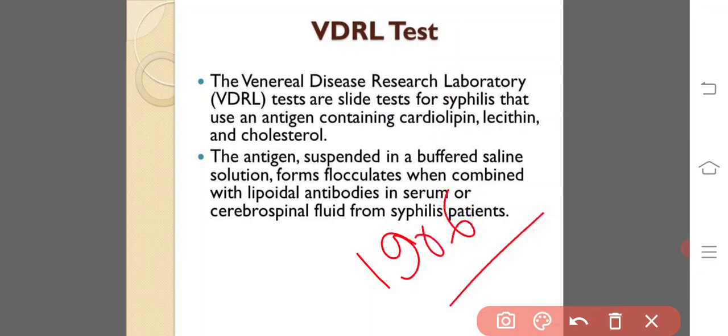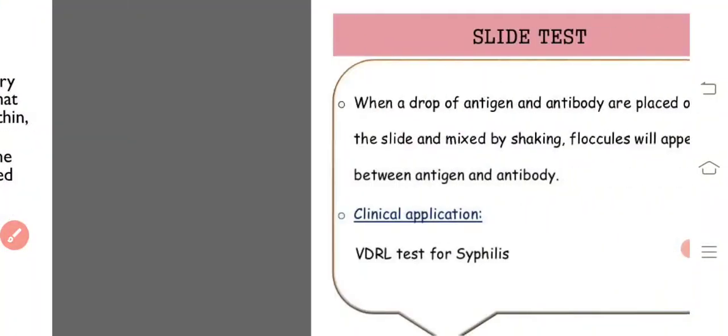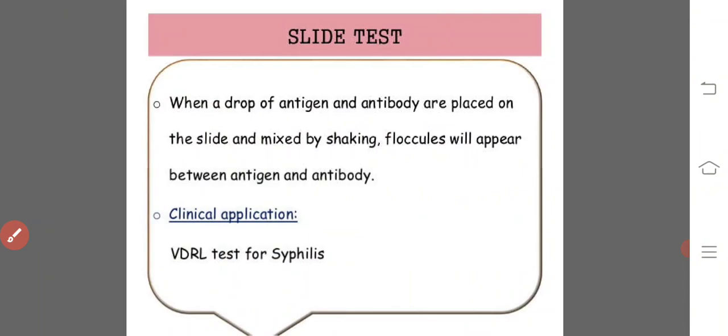The VDRL test doesn't look for the bacteria that cause syphilis. Instead, it checks for the antibodies your body makes in response to antigens produced by cells damaged by the bacteria. Here, in the slide test, when a drop of antigen and antibody are placed on the slide and mixed by shaking, floccules will appear between antigen and antibody. So the clinical application is the VDRL test for syphilis.